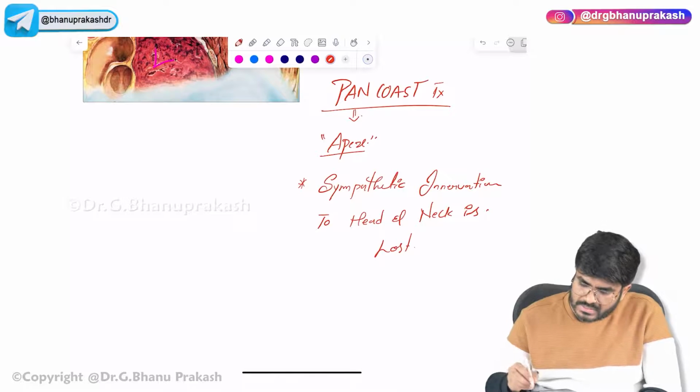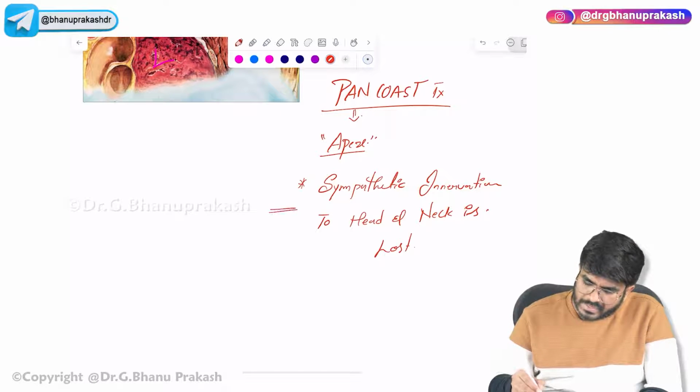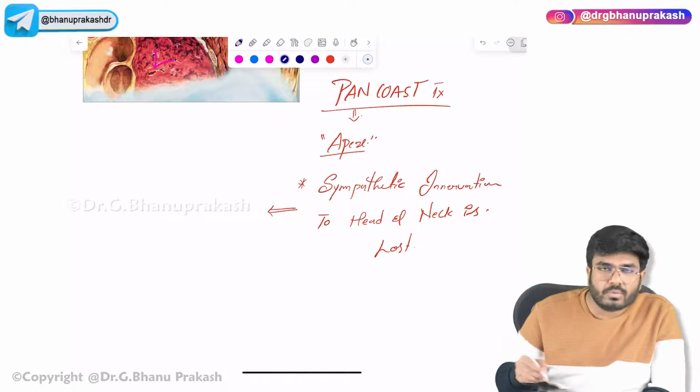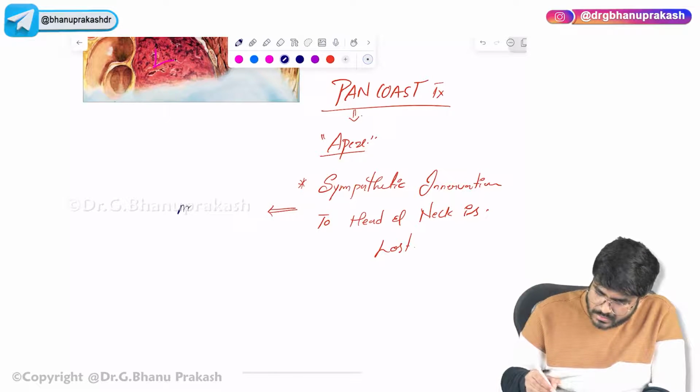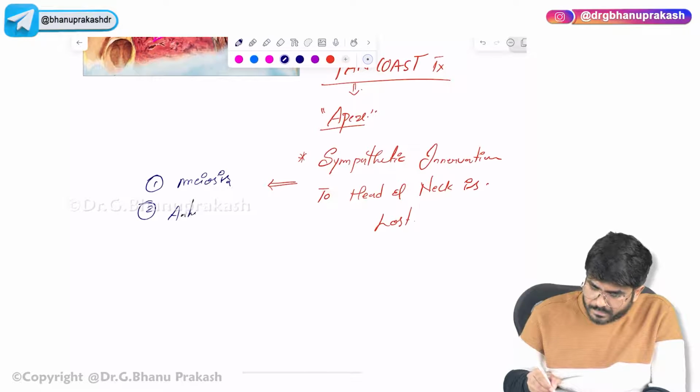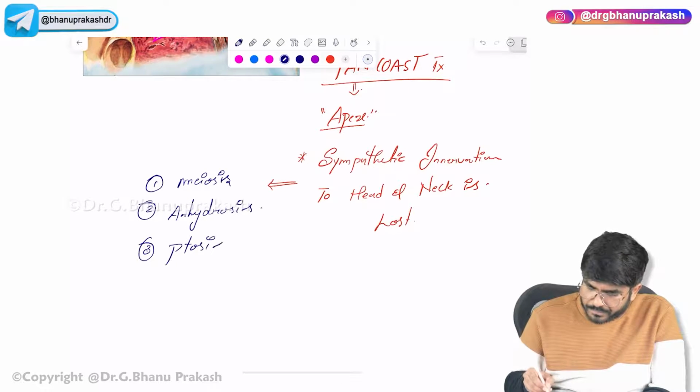So because of this loss of sympathetic activity in the head and neck, which features is the patient going to have? The patient is going to have meiosis. Second thing, the patient is going to have anhydrosis. Okay, meiosis is going to be there, anhydrosis is going to be there, as well as ptosis. So meiosis, anhydrosis and ptosis.